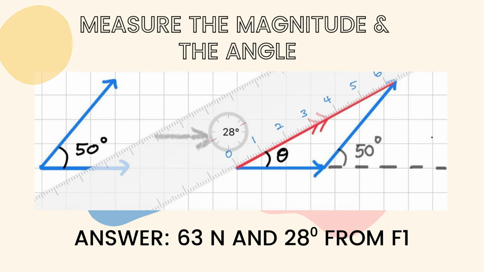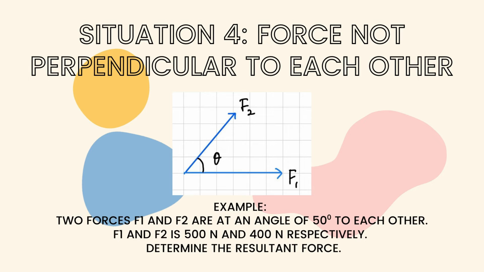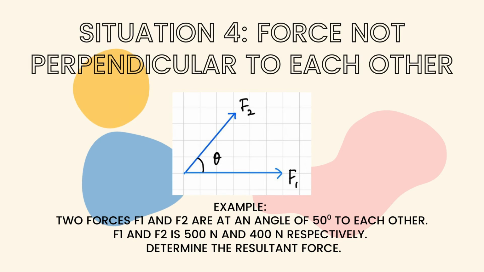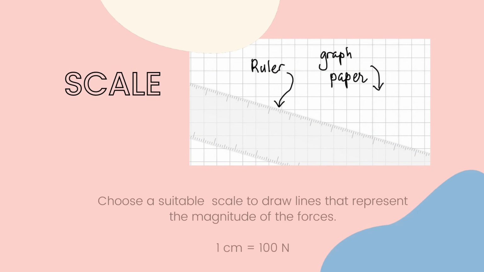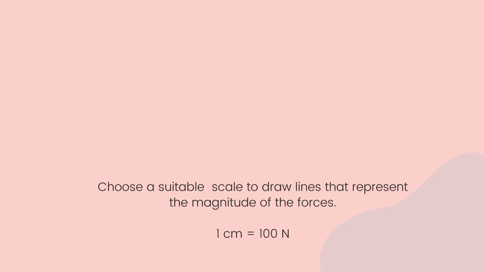Again, situation 4, forces which are not perpendicular to each other. For example, look at the diagram here. Two forces F1 and F2 are at an angle of 50 degrees to each other. F1 and F2 are 500 Newton and 400 Newton respectively. Determine the resultant force. In this question, we use scale 1 cm equals 100 Newton.